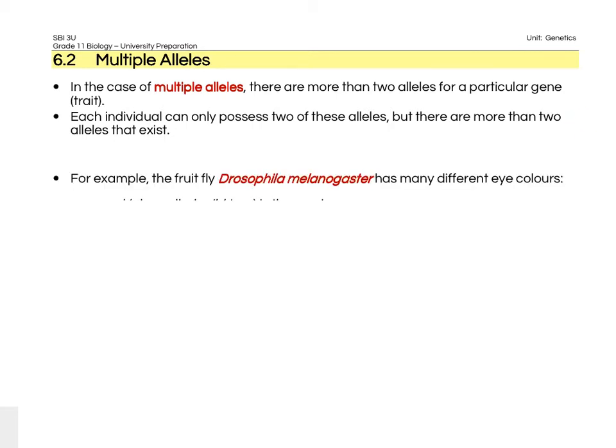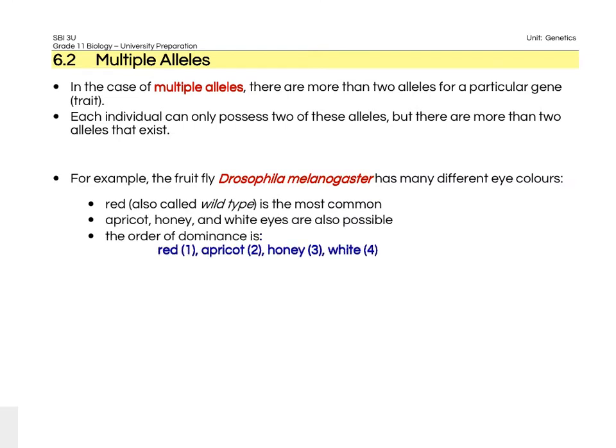So we saw the example of the fruit fly. The scientific name for fruit fly is Drosophila melanogaster, and it comes up a lot in genetic experiments because it's fairly simple and easy to study, and so scientists have adopted it for that reason. As I mentioned before, there are different types of eye colors. There's the red, or sometimes called the wild type, and it's the most common. So it is dominant over all other eye colors.